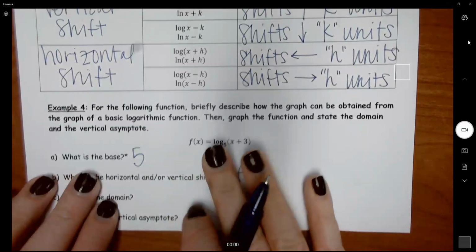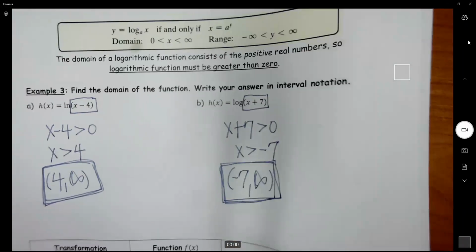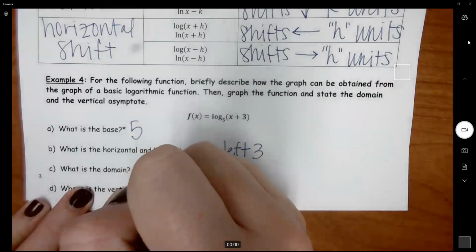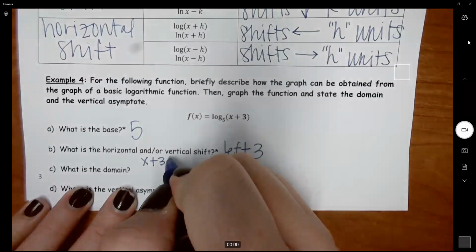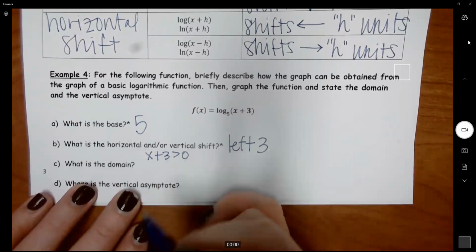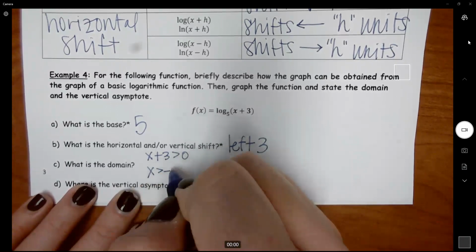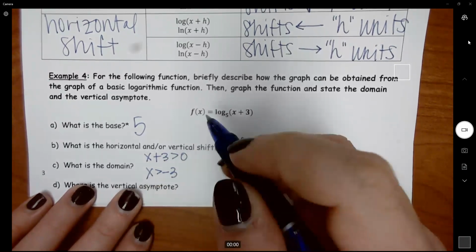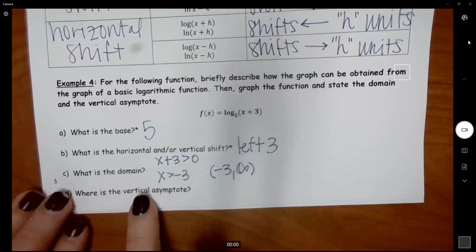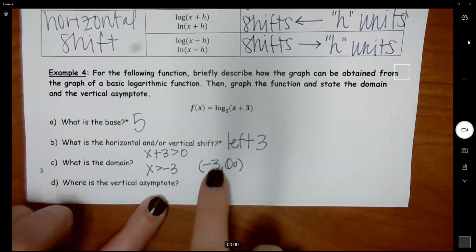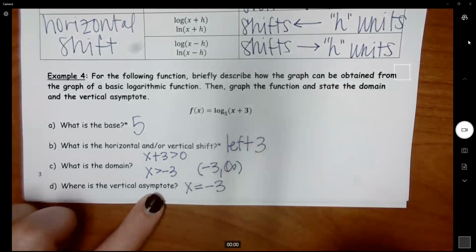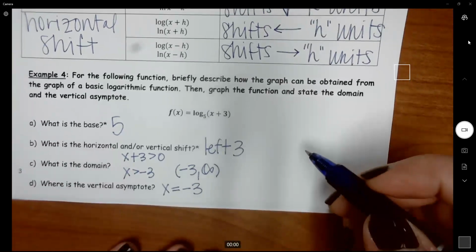So then what is the domain? The domain is what we just did up here. To find the domain, you take what you have right here in parentheses, which is x plus 3, and we say that that has to be greater than 0. So when I solve, I'm going to subtract my 3 over, and so x must be greater than -3. So to write that in interval notation, that's -3 to infinity. So then what is that vertical asymptote? That vertical asymptote is where this domain is starting, but not including. So in this case, it's x equals -3, which should make sense.